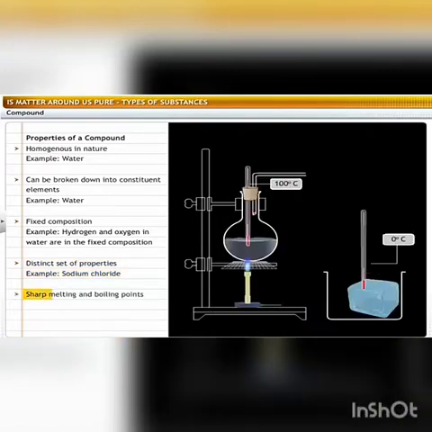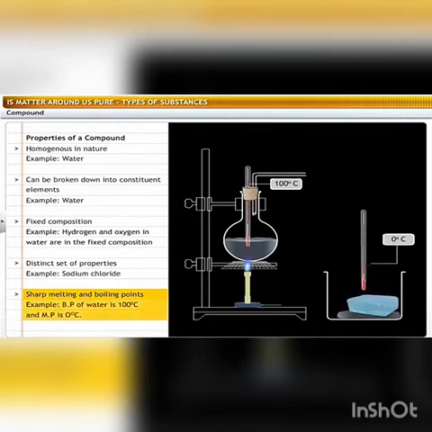A compound has a sharp melting and boiling point. For example, water has a boiling point of 100 degrees centigrade and a melting point of 0 degrees centigrade.